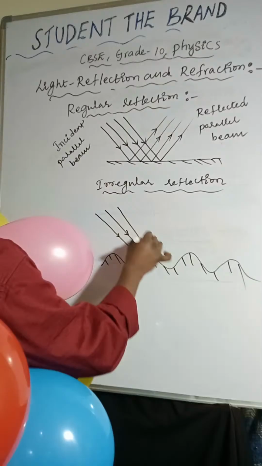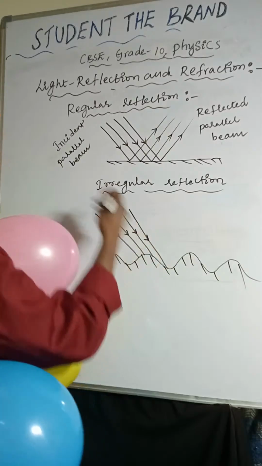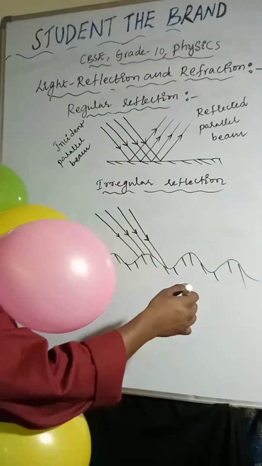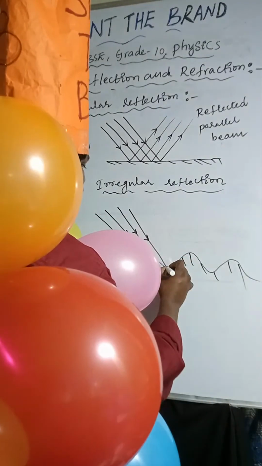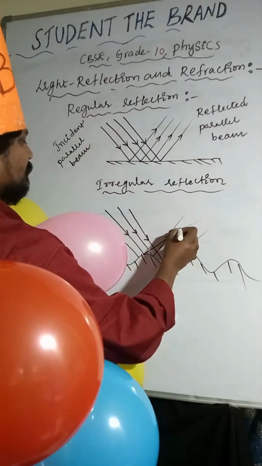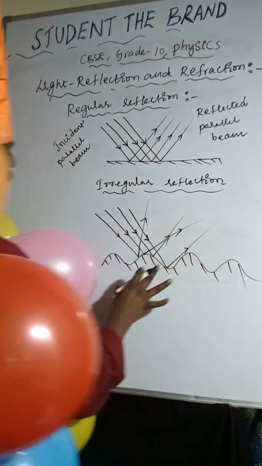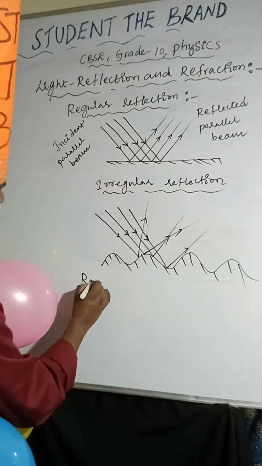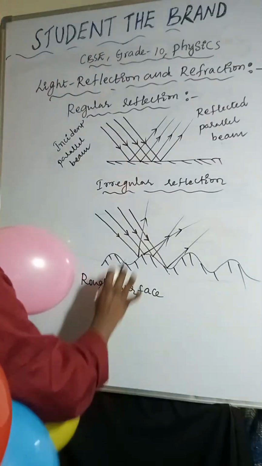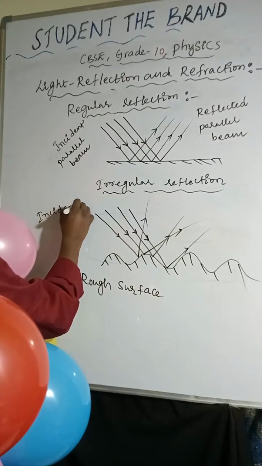Incident light rays are parallel to each other, but the reflected light rays are not parallel to each other. The surface is not smooth. It is an irregular surface, so the rays go in different directions. Rough surface. Incident light rays.